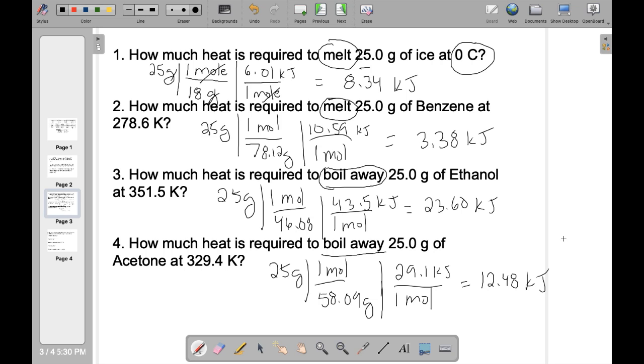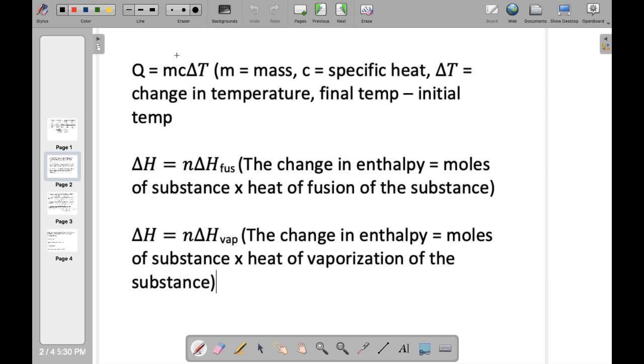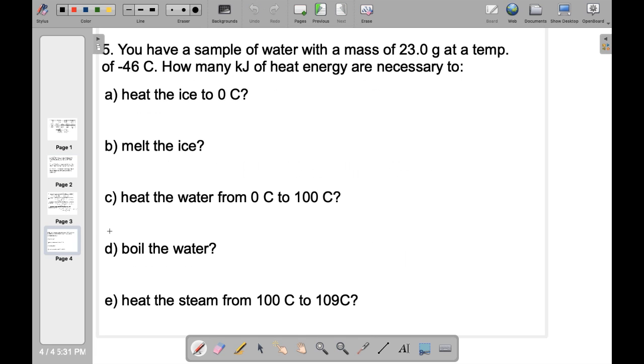Okay. That all seemed pretty straightforward. Notice that we didn't even use this equation right here at all. We were really just using the enthalpy of fusion and vaporization because the temperature really wasn't increasing. They didn't give us two temperatures. Well, let's go down to this second part of the worksheet. This is much more difficult.